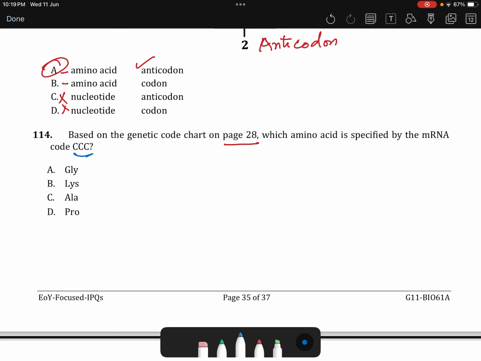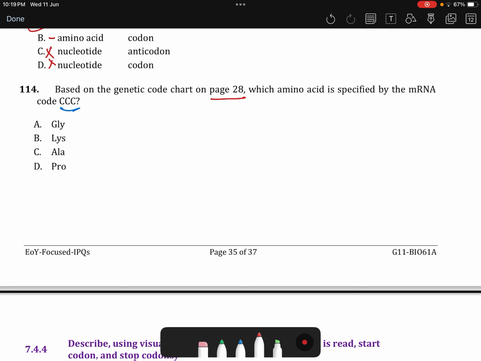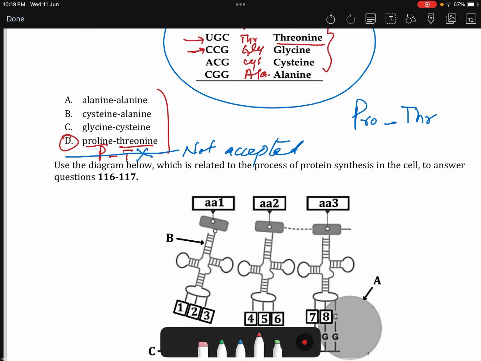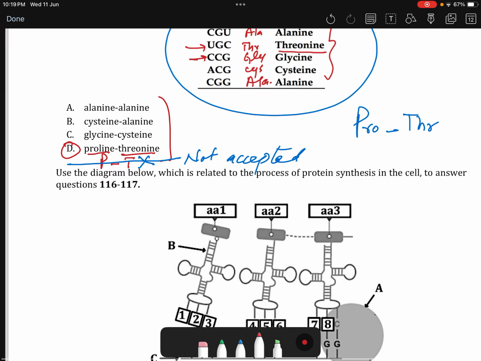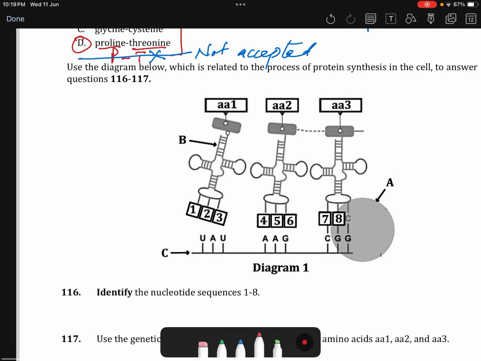So this is CCC. Let us see, we have CCC here. We don't have CCC here. It's okay. Normally it will be maybe this one, glycine. Anyhow, it's CCC. Maybe it codes for proline again. Okay, let's go to this diagram.